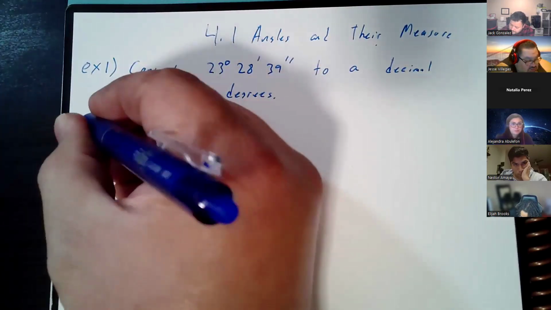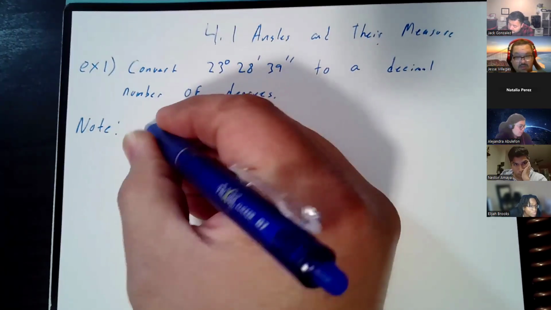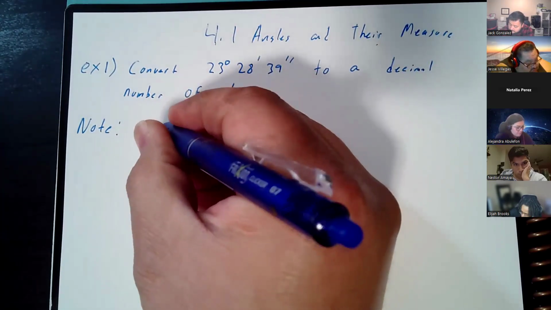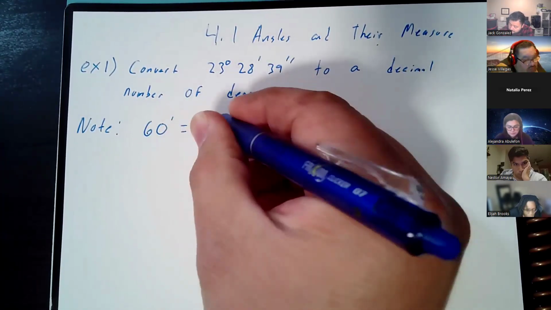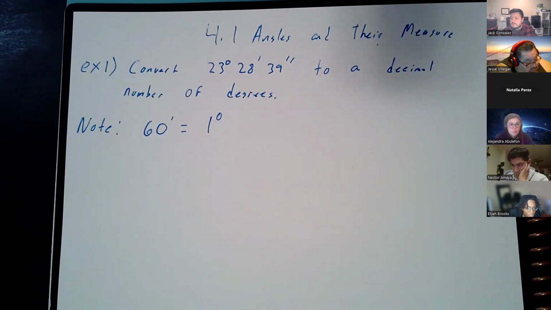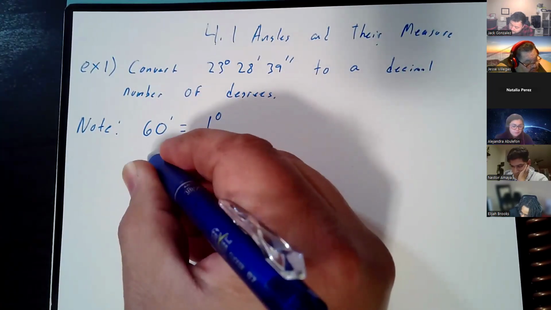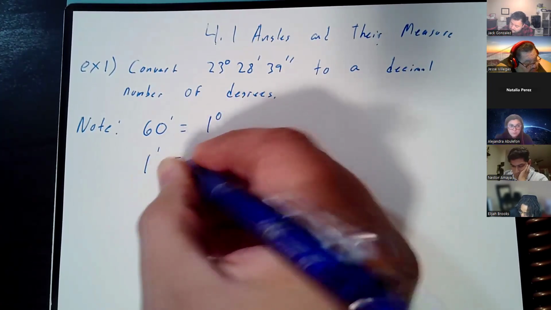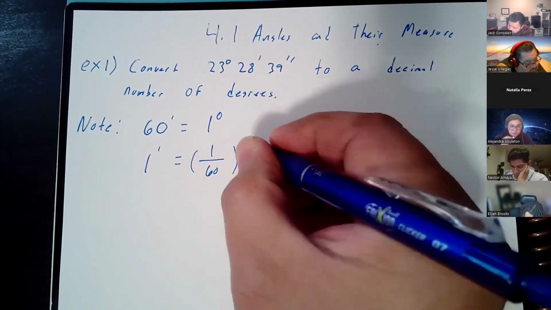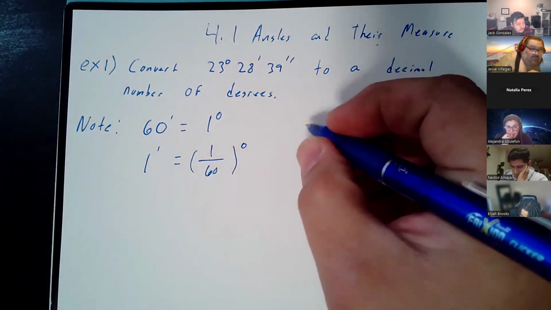So a quick note that you're going to need is that 60 seconds is equal to 1 degree, which means that 1 second, or sorry, 1 minute rather, is equal to 1 over 60 degrees. Write down the formulas real quick. You should always have them to begin with.